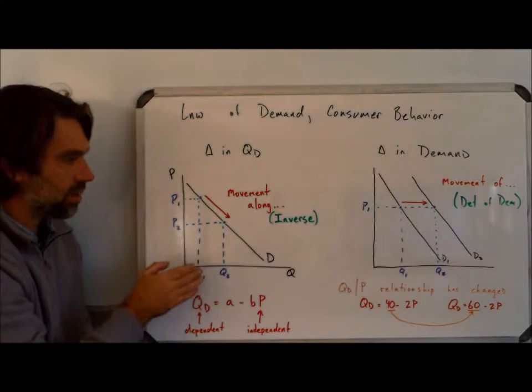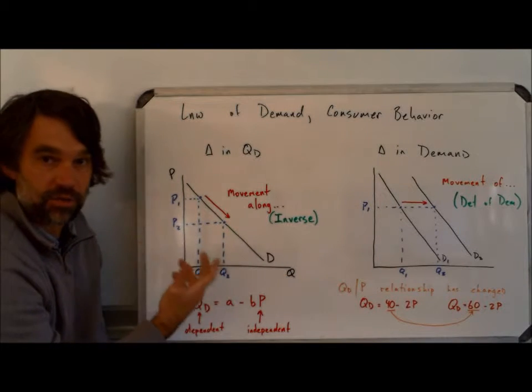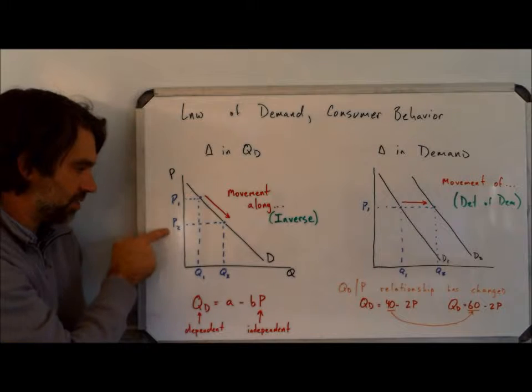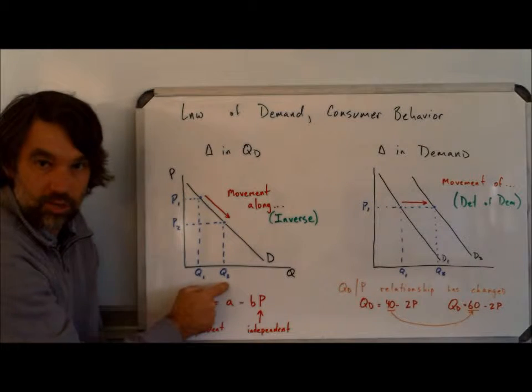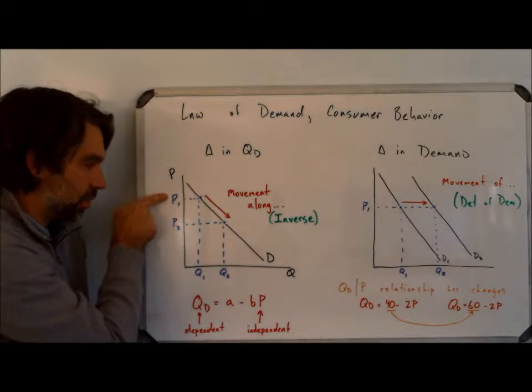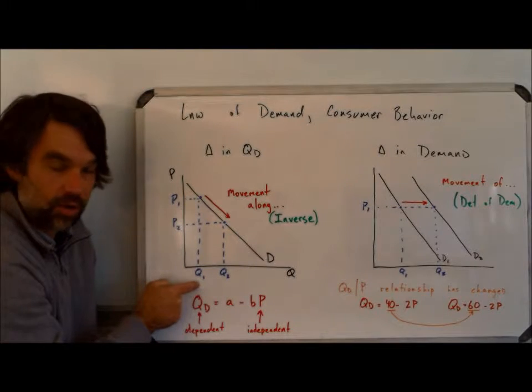So, our movement along the demand curve is always going to exhibit an inverse relationship. That is, when the price goes down, the quantity demanded is going to increase. Or, if the price were to go up, the quantity demanded would decrease.